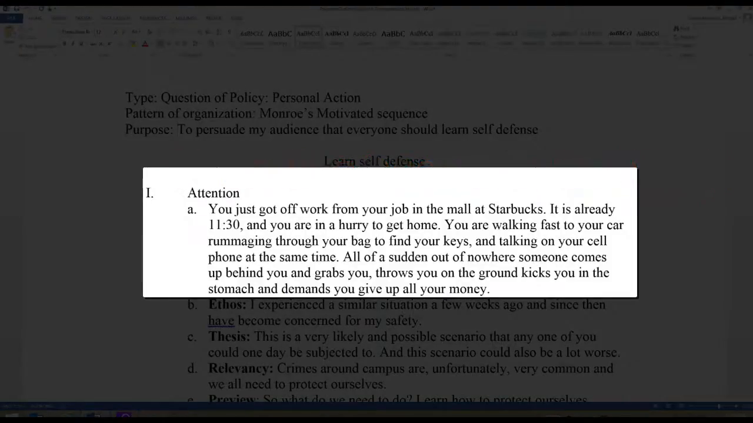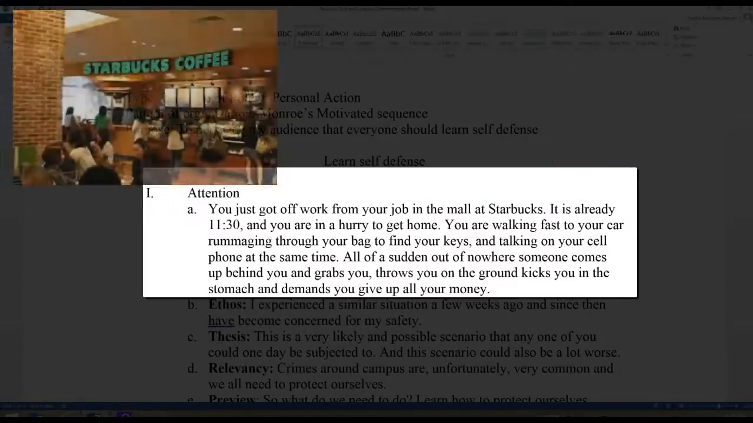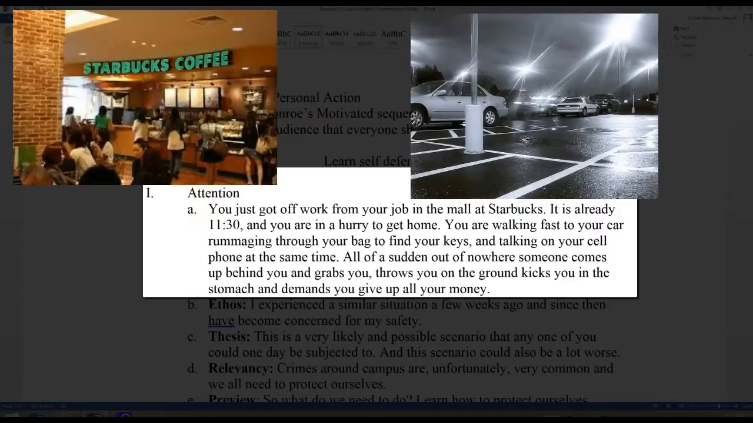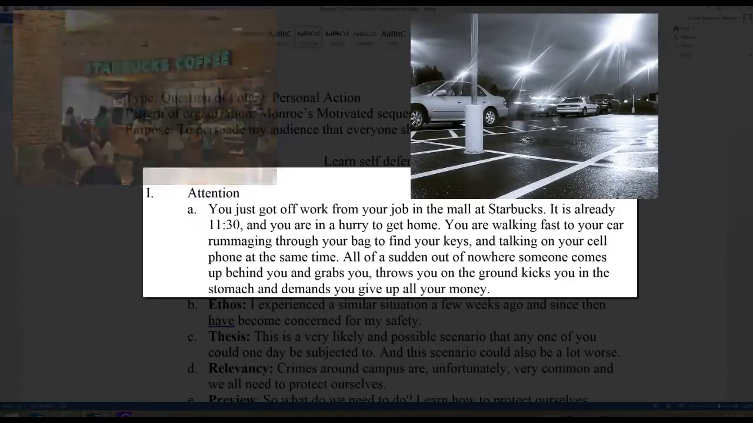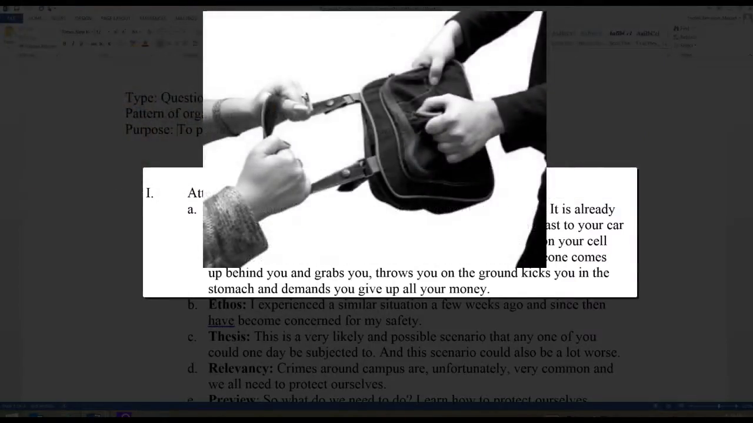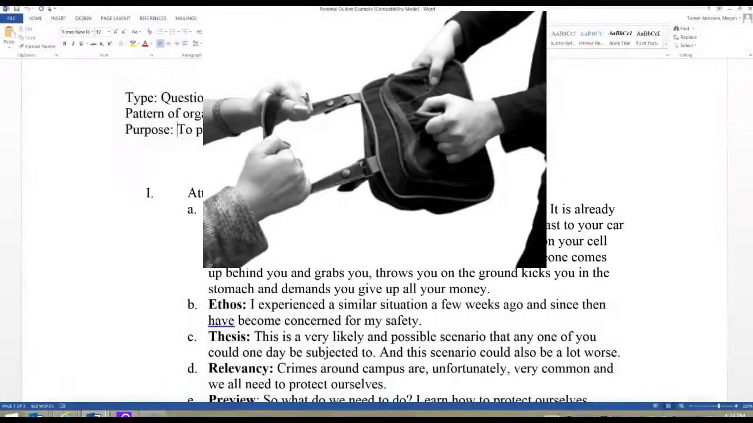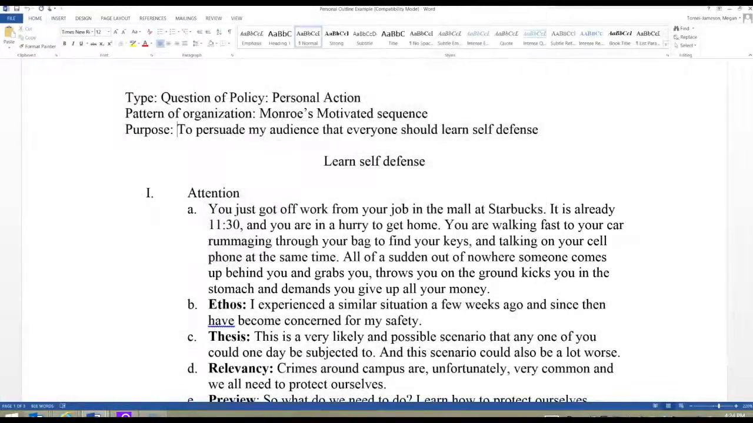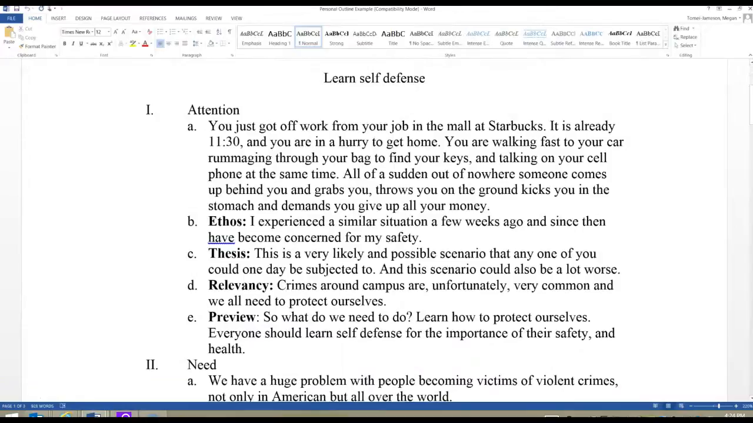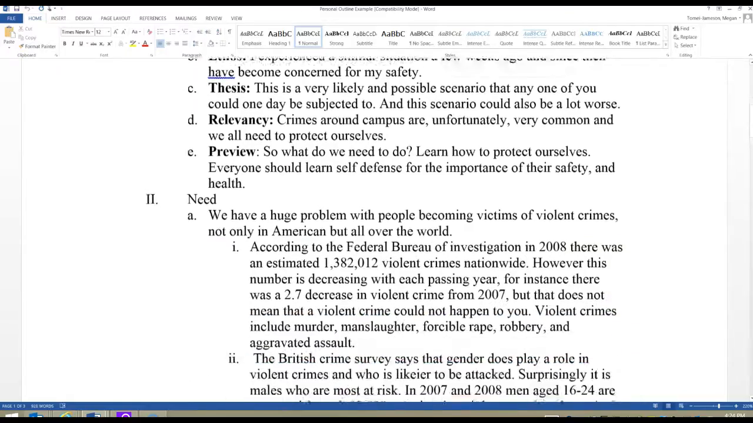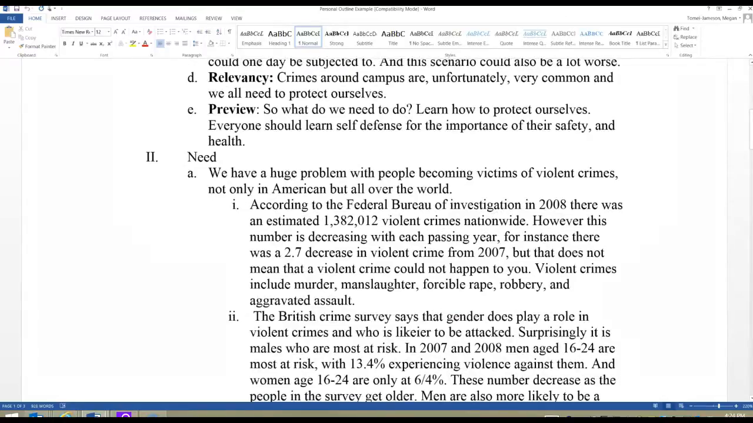So here they have that they just got off from work at Starbucks. It's really late, they're walking to their car, they can't find their keys, they're talking on their cell phone at the same time, and then out of nowhere someone grabs you and throws you down and takes all of your money. So of course this is supposed to illustrate that there's a problem with people not learning how to protect themselves. So the first step is need.